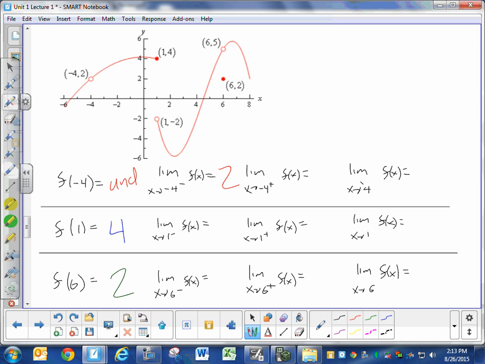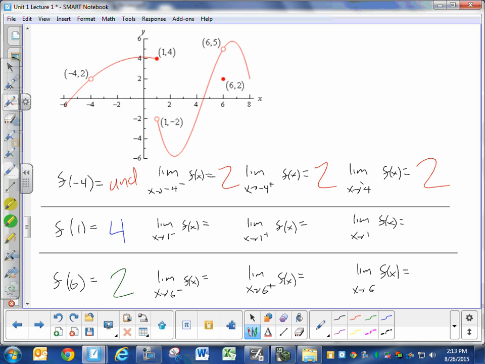So this is 2. If I look at -4 from the right, so values like -3.999, and I get really, really close to -4, my function values are approaching 2 as well, which means the limit in general exists and is equal to 2. Now the next row, we see we have a jump.